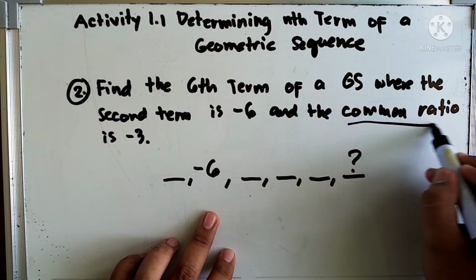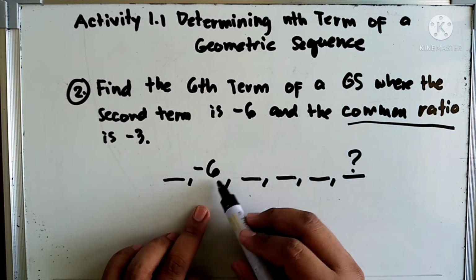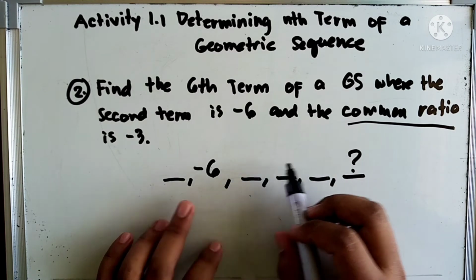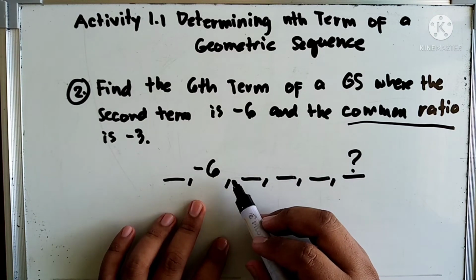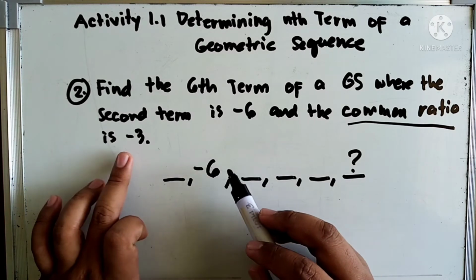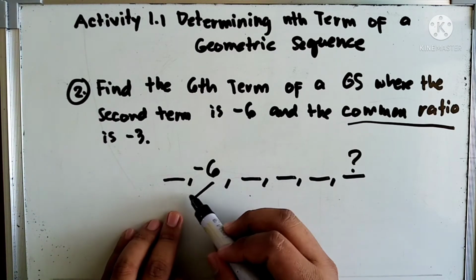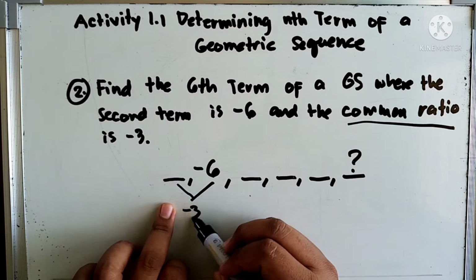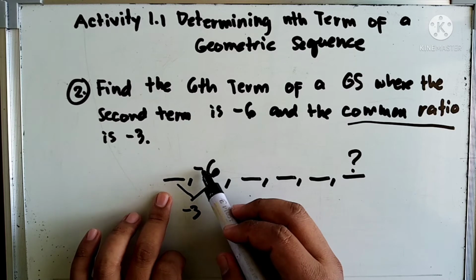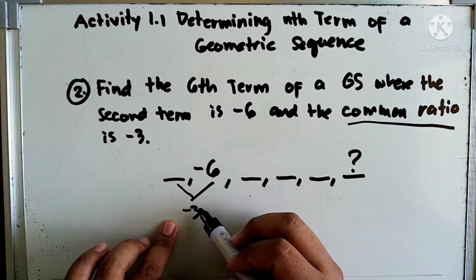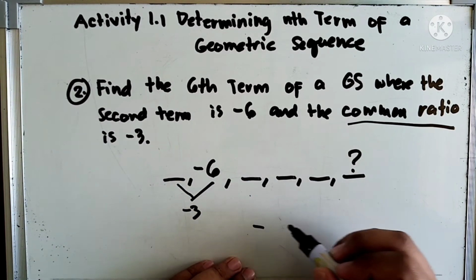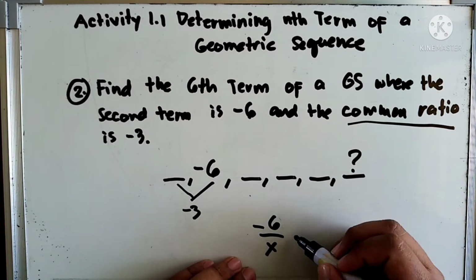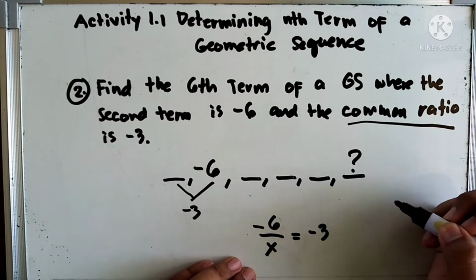So, yung common ratio raw ay negative 3. Ibig sabihin, kung i-multiply natin ito, ang bawat term kailangan ay minumultiply by negative 3. So, anong number kaya yung nandito sa unahan na kapag dinivide natin yung negative 6 sa number na to, ang sagot ay negative 3. Ibig sabihin, negative 6 divided by sa anong number na ang sagot ay negative 3.